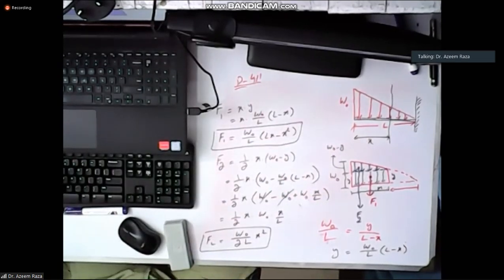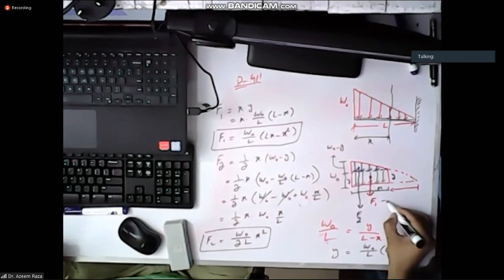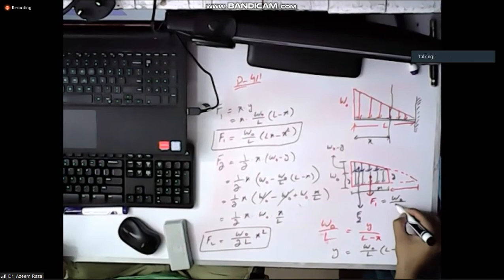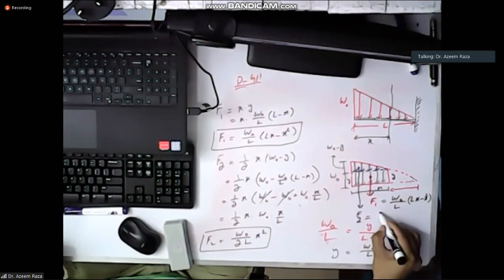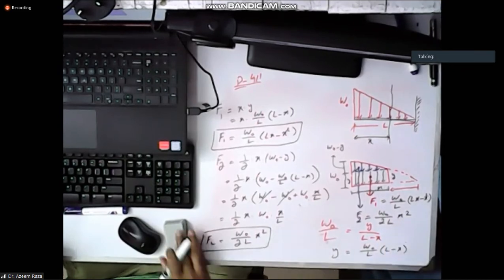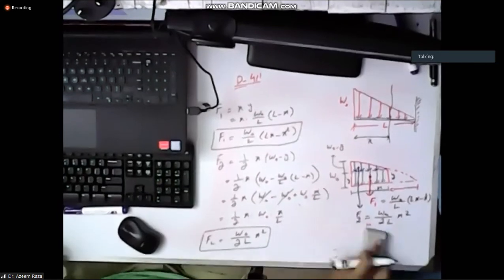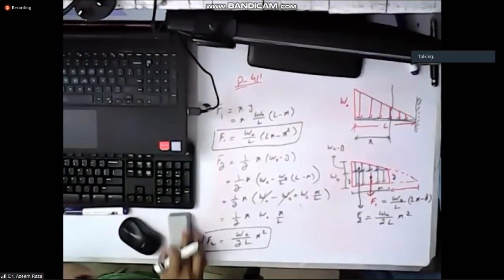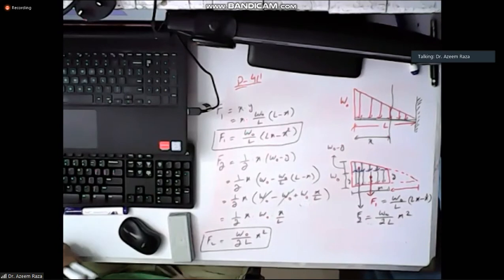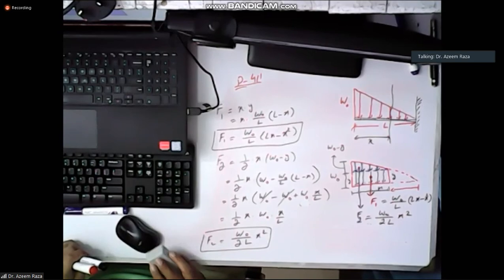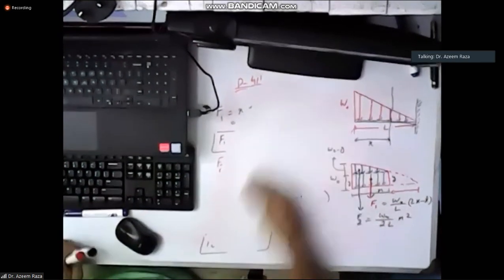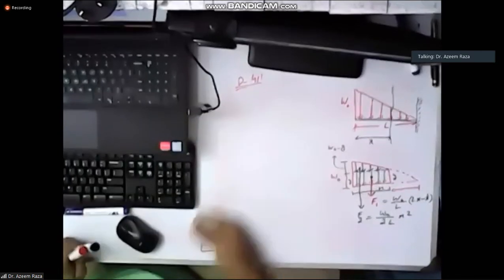So I have these two forces. Let me write it here. F1 is equal to W naught over L times (LX minus X squared). And F2 is equal to W naught over 2L times X squared. So I have these two forces. Once the forces are computed, I can easily go back and write my shear force and bending moment relationships.